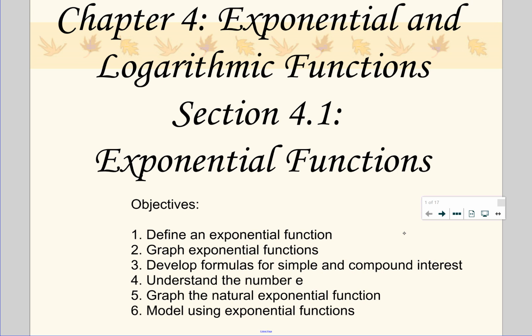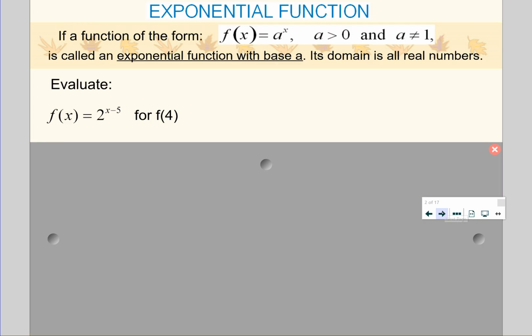Guys, this is section 4.1, part 1. Today we're going to do mostly review of exponential functions that you've seen back in Algebra 1 and Algebra 2. All right, let's get started.